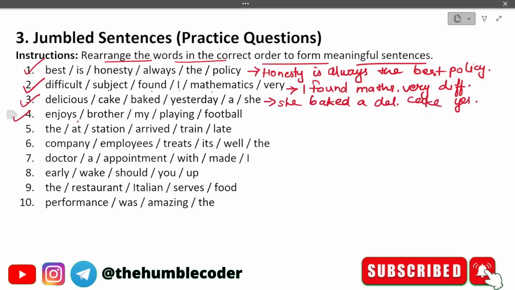Let's move on to the next one now. Enjoys brother my playing football. Please pause in between and then prepare the answers and then watch the solution. The answer for this is, my brother enjoys playing football. Okay, this is the correct one. Moving on to the next one.